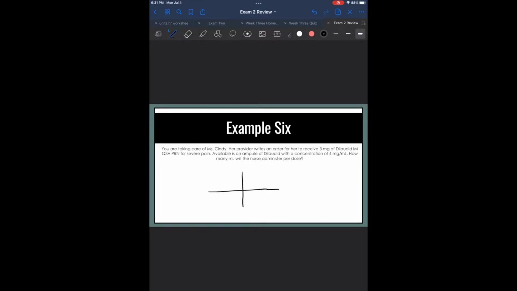So we have our dimensional analysis cross. Remember, order on the left, so 3 milligrams is going to go over here. Then we have what we have available, so 4 milligrams per milliliter. 1 milliliter is going to go on top, 4 on the bottom. Milligrams cross out. We have milliliters left, which is what our answer wants. So we can multiply across the top and the bottom. So 3 divided by 4 is going to give us 0.75 milliliters.